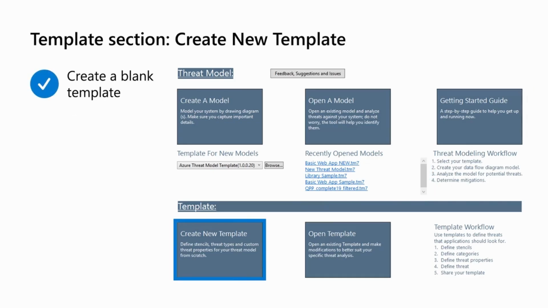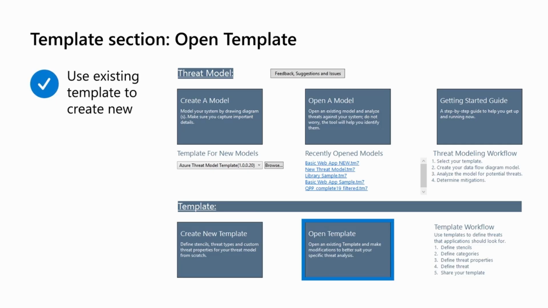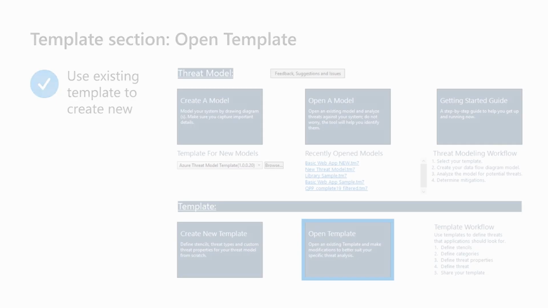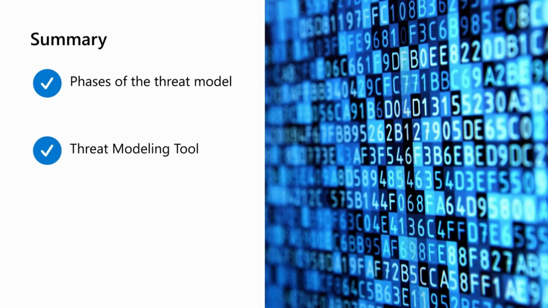Next, what's there in the template section? You can create a blank template with Create New Template option. You can also take help from the existing template to create the new one by choosing Open Template. Now you have come to the end of this video. Let's summarize. In this video, you have learned about the phases of the threat model and the threat modeling tools. Then you learned the threat modeling process using the threat model and template.